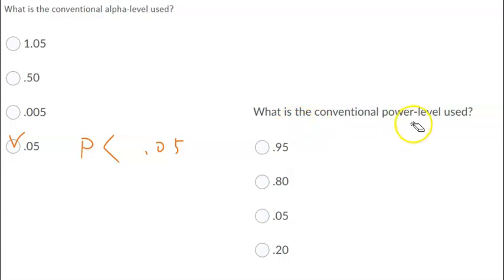What is the conventional power level? The power level is related to how much the effect, the result that you obtained, can be adapted or accepted in real life. That is the power in real life. So that is the power level. Normally we want to obtain about 0.85. So this is the conventional power level.